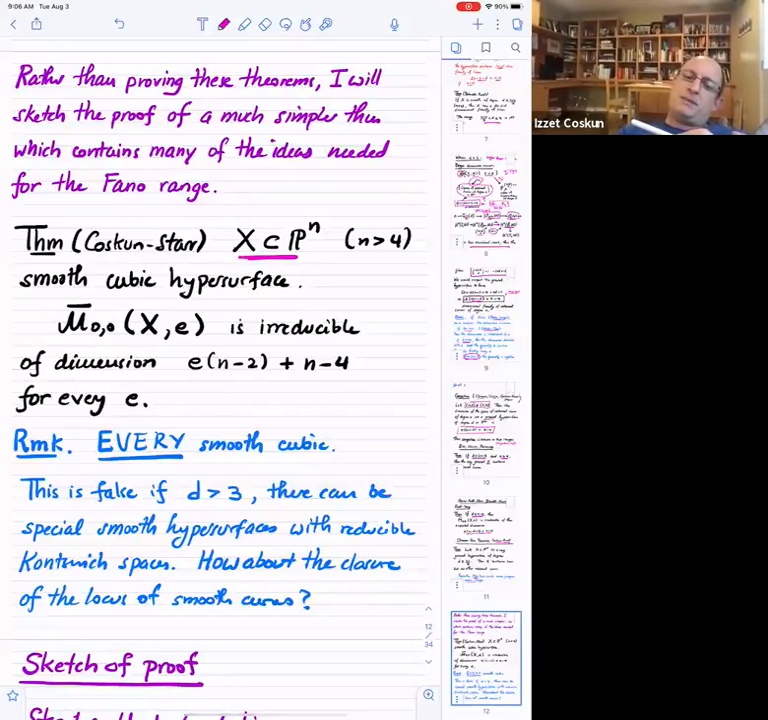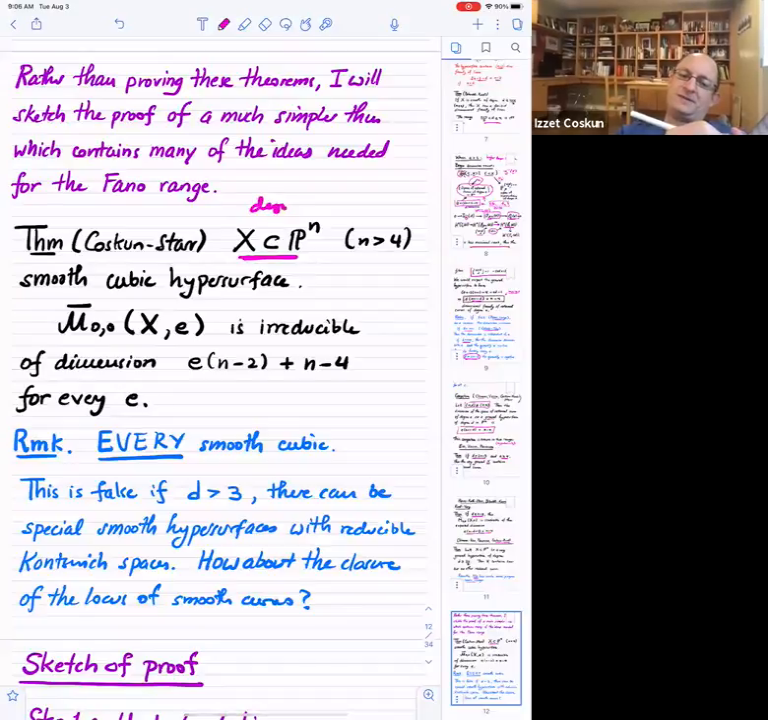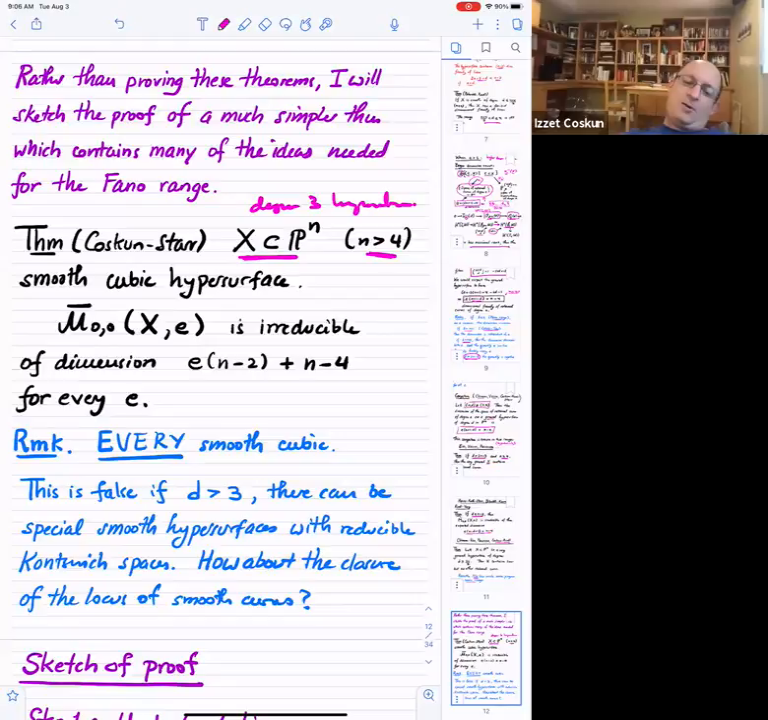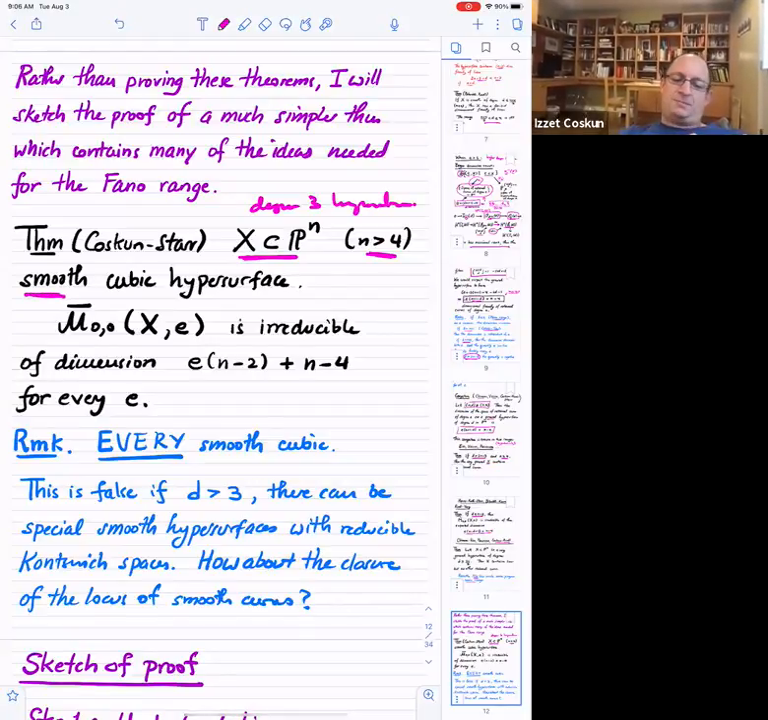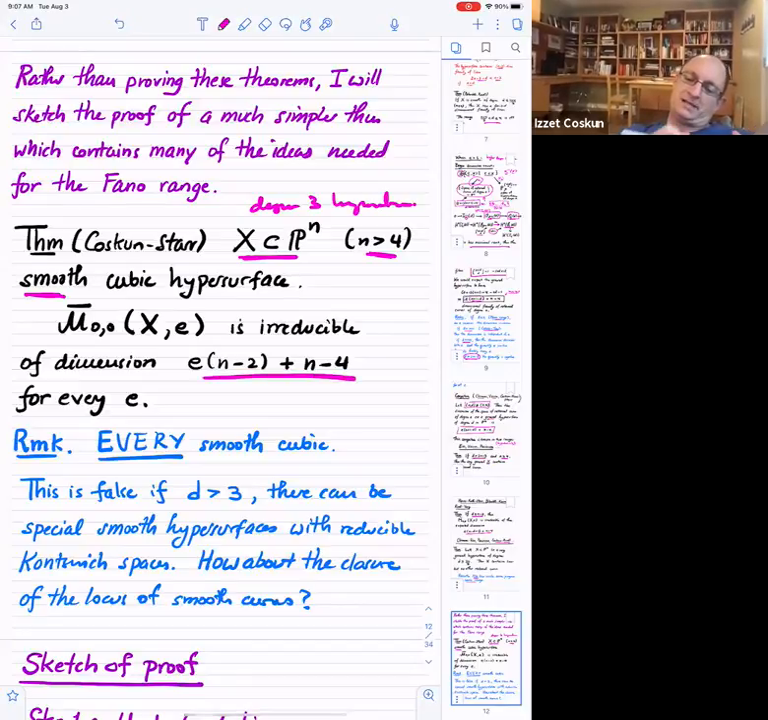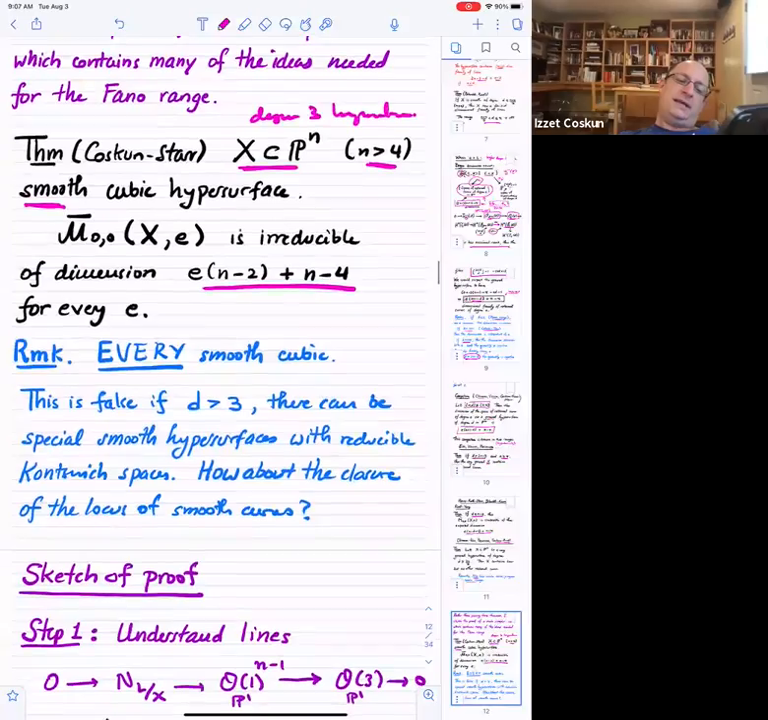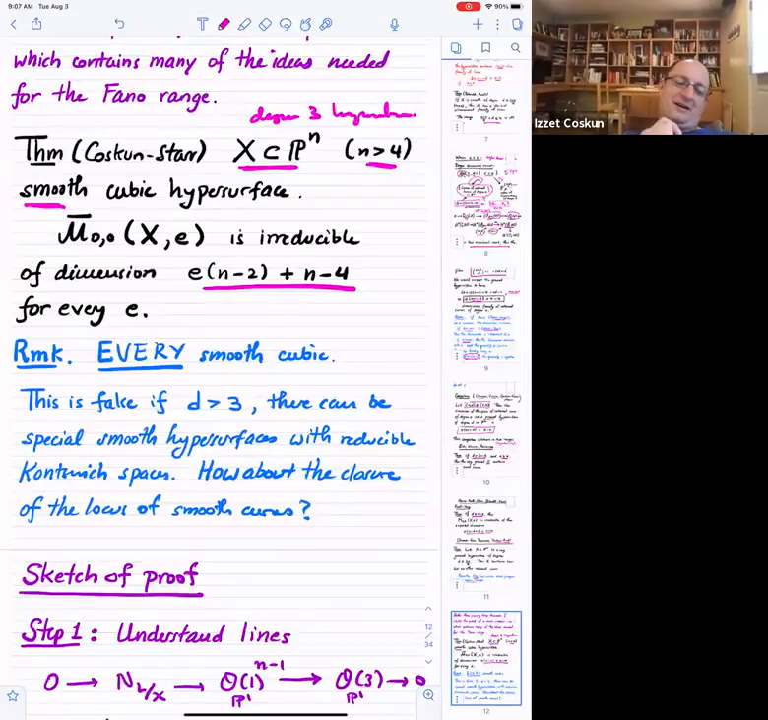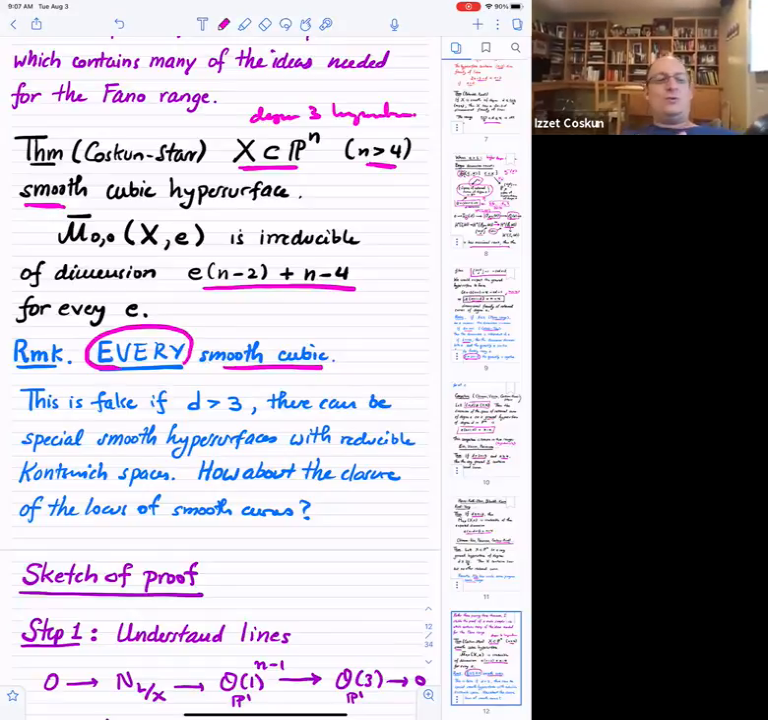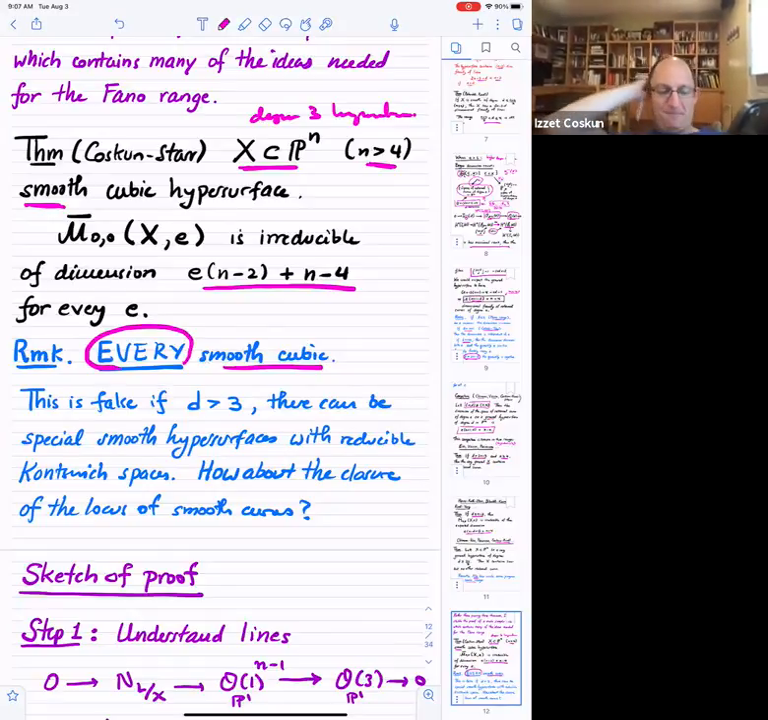So I have a cubic hypersurface, a degree 3 hypersurface in projective space, and the dimension is at least 4. This is a smooth cubic hypersurface, and the statement is that the space of rational curves on this of any degree is irreducible and it has the correct dimension. This is a little bit different than the previous theorems. It's a little bit stronger because it's saying that this is true for every smooth cubic hypersurface. In the other ones, we've seen examples where things can be messed up.